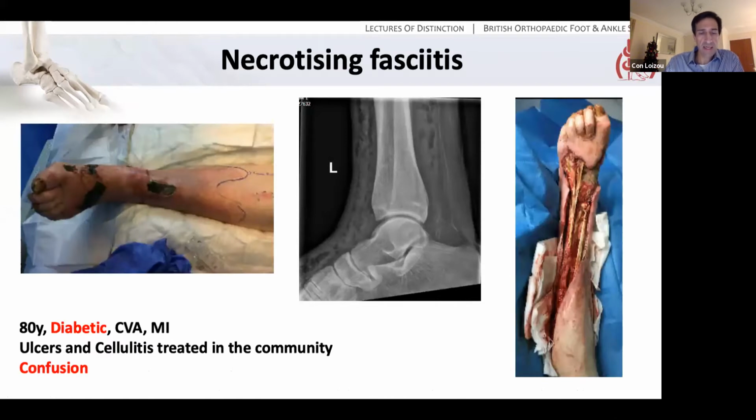Now, this is a classic case of an 80-year-old diabetic who was treated for foot ulcers in the community and presented with confusion. And you can see areas of established skin necrosis, purple skin discoloration, and impending necrosis. Very tender to touch, and in this case, crepitus. And you can see gas in the soft tissues on plain ankle X-ray. Now, these patients need extensive debridement, plastic reconstruction, and some end up with an amputation.